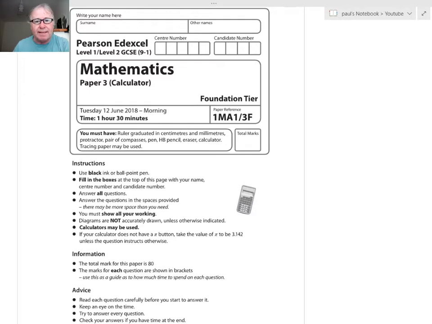Here we go, Edexcel GCSE Maths Foundation tier. This is paper 3 from June 18. So let's have a go with this one. It's a calculator paper, so let us see what we can do.